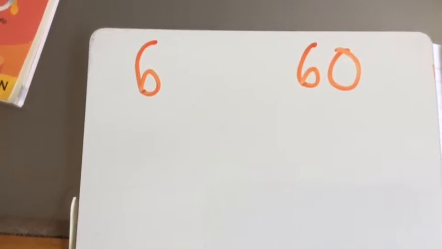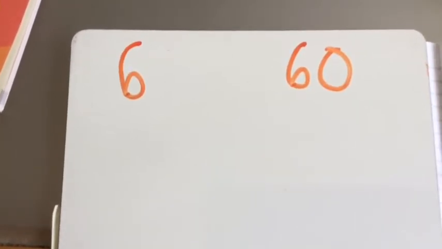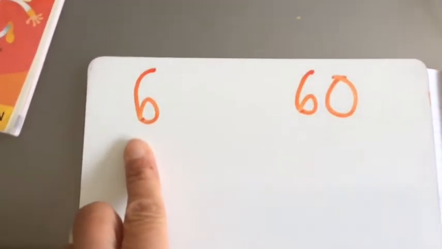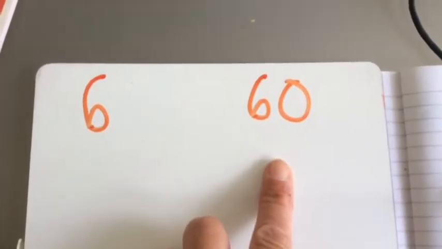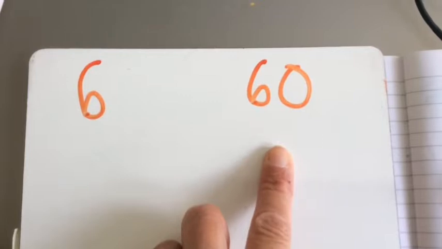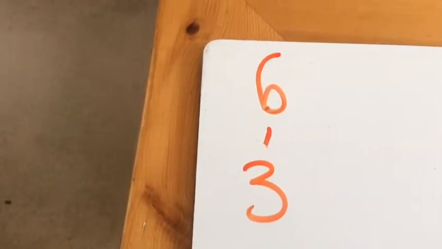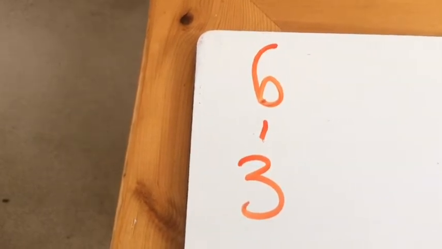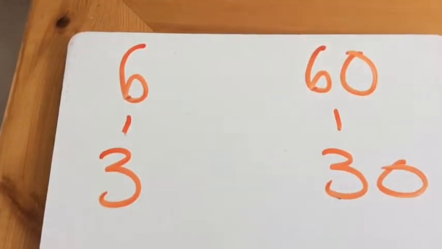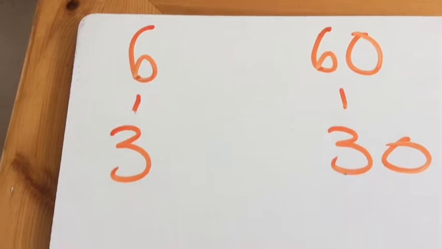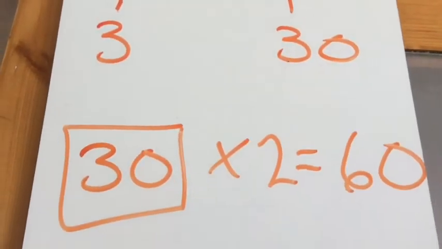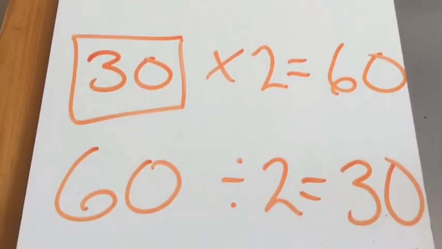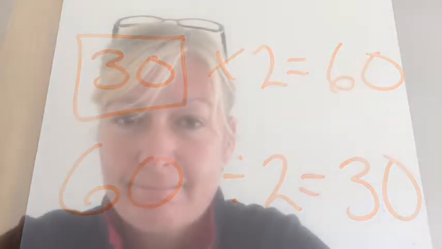Think about these 2 numbers now. And 2s. How many 2s are there in 6? So how many 2s are there in 60? And what's a division sum you would also know? There are 3 2s in 6, so there are 30 2s in 60. That was a missing number. And your division sum, the inverse, ta-da!